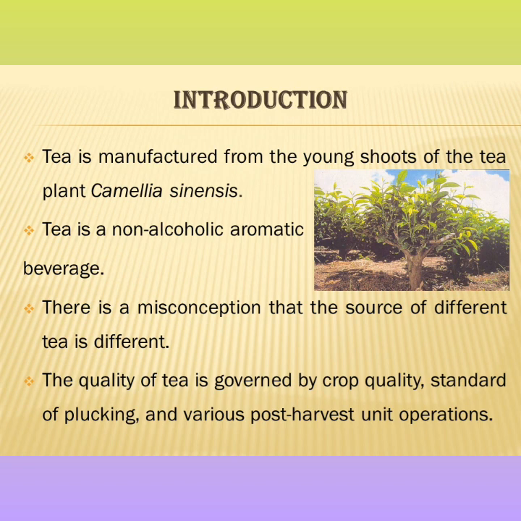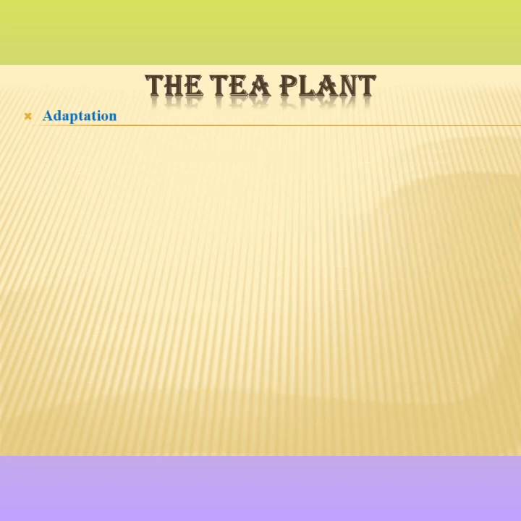The quality of tea is governed basically by the crop quality, the standard of plucking, and the various post-harvest unit operations, meaning after plucking till the packaging, and even after the packaging, storage and all of those things. The quality of tea the final consumer is going to get depends on it. So that's why cultivation, harvesting and post-harvesting steps need to be taken care of properly.